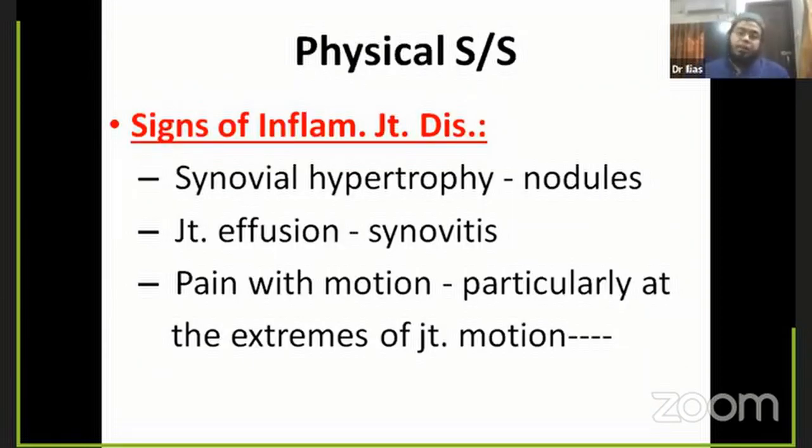So now I will discuss some of the physical signs and symptoms which can be found after doing the clinical examination of the joint. We'll get some of the nodules in case of the synovial hypertrophy, in case of the rheumatoid arthritis, and sometimes we will get some of the joint effusion in case of synovitis as well. And sometimes the patient might be having the pain during the active range of motion, and it happens mostly at the extremes of the joint portion. Okay, so these are the signs we will get during the clinical examination of a specific joint.